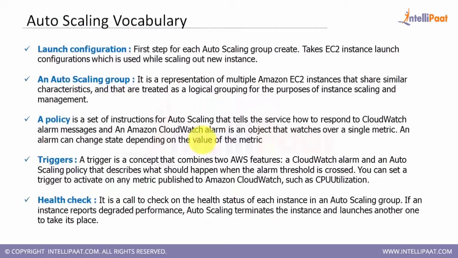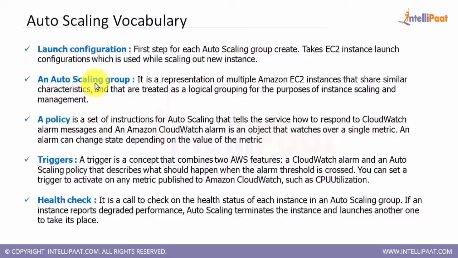Let's try to understand a few vocabulary terms of auto scaling. Auto scaling has a launch configuration. The launch configuration we spoke about is the first step to create your auto scaling, where you define what runtime parameters it should use to launch an instance. These are the EC2 runtime parameters. Then it also has an auto scaling group. An auto scaling group is nothing but a representation of multiple EC2 instances. It uses the launch configuration to launch an instance, but the max size, minimum size, and what zone it supports, all that you define in the auto scaling group. As soon as the group is created, it launches a new instance.